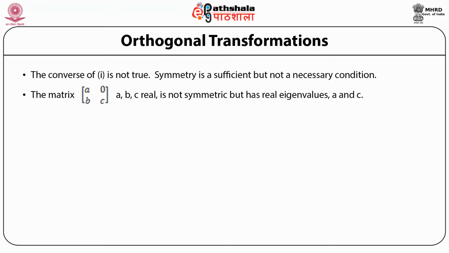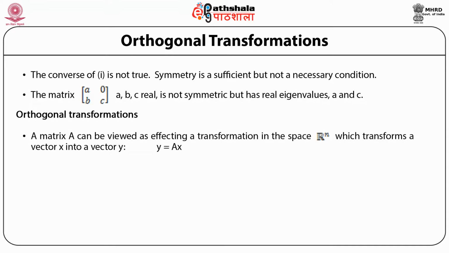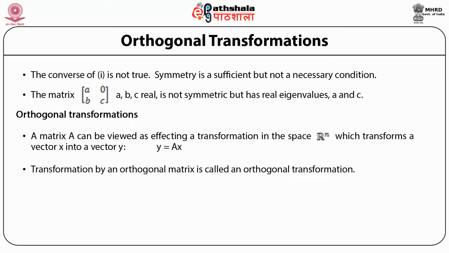We next consider orthogonal transformations. A matrix A can be viewed as effecting a transformation in the space R^n, which transforms a vector x into a vector y. That is, y is equal to A times x. Transformation by an orthogonal matrix is called an orthogonal transformation.